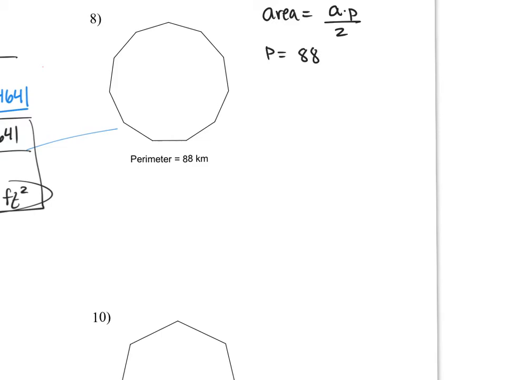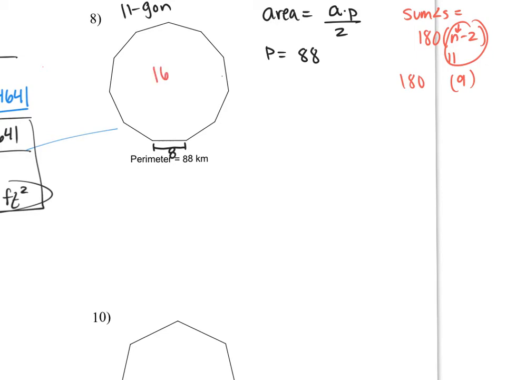Since this is an 11-gon and all sides are the same, that means that this side must be 8, right? Okay, let's figure out how many degrees are within an 11-gon. I know that the sum of the angles must equal 180 times n minus 2. Well, n in this case is 11, so 11 minus 2 gives me 9. If I do 180 times 9, I know how many degrees are in this entire shape.